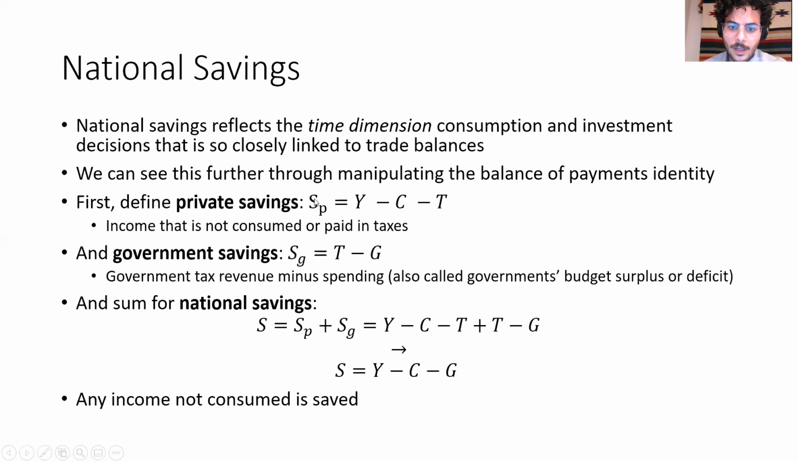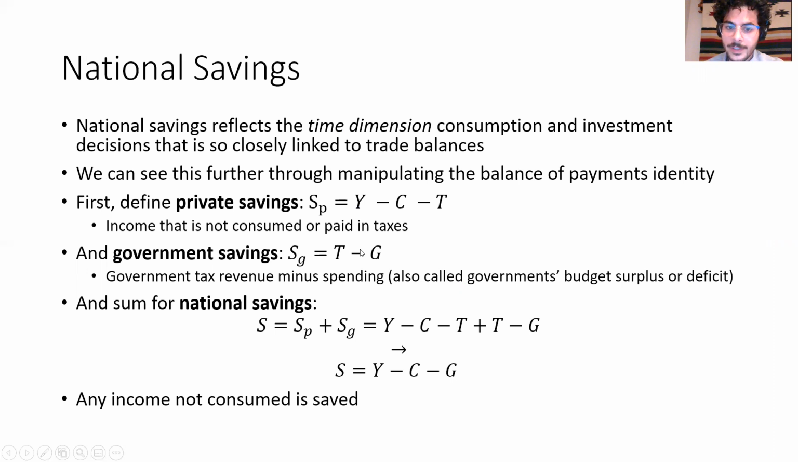So first, let's define private savings. Private savings is simply income that is not consumed or paid in taxes. So we start with all private income, we subtract consumption and we subtract taxes. Everything that's left over is private savings. We'll also define government savings. Governments have income that's given by tax revenue, and their spending is given by G. So a government has positive savings or a budget surplus if tax revenue is greater than spending. It'll have a budget deficit if it's spending more than it takes in revenue.